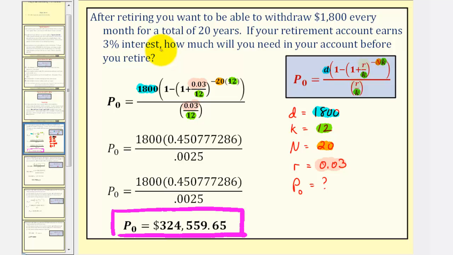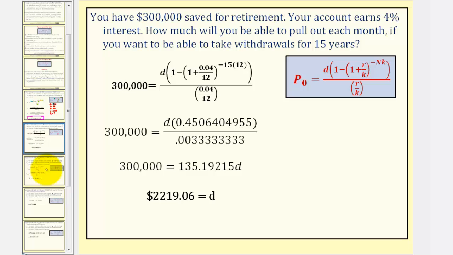Now let's take a look at a second example. Here you already know you have $300,000 saved for retirement. Your account earns 4% interest. You want to know how much you'll be able to pull out each month if you want to be able to take withdrawals for 15 years. Let's begin by identifying the important information. So $300,000 is P sub 0, the starting amount or principal.